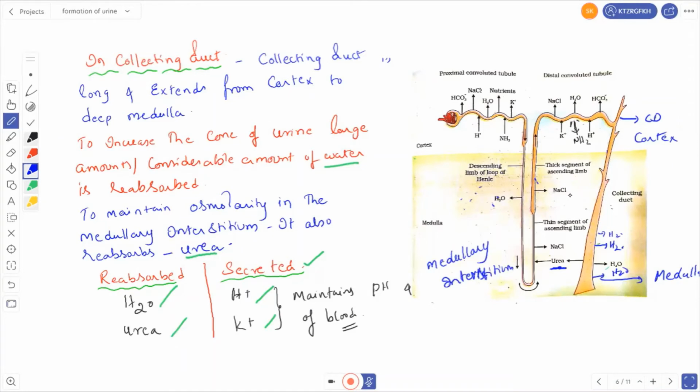So what is reabsorbed here? Water and urea are reabsorbed in the collecting duct. You can see here, the urea is reabsorbed, water is also reabsorbed. But what are the substances that are secreted? H plus ions and K plus ions are secreted into the collecting duct to maintain osmolarity. So this is a very, very important point about the collecting duct.